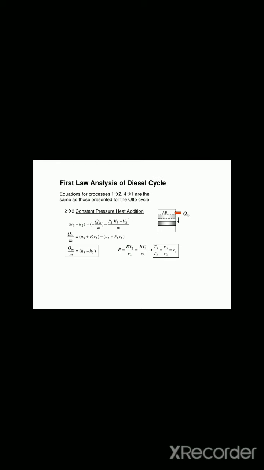First law analysis of the diesel cycle. Equations for processes 1 to 2 and 4 to 1 are the same as those presented for the Otto cycle, and 2 to 3 is the constant pressure heat addition. So this is the overall first law analysis for the diesel cycle, and the mathematical and numerical expressions, a number of equations, are available here. Every student must note those particular equations.